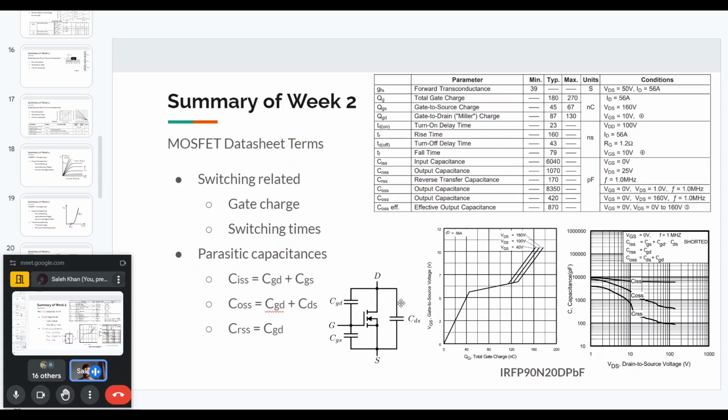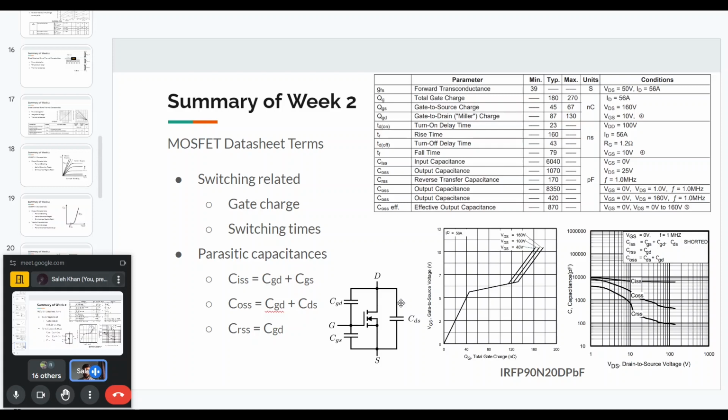And finally, we'll have the thermal characteristics, just like the diode. We'll have the different thermal resistances between the junction to case and then case to heatsink. So this was all about the datasheet terms. Now we can come to some problems that will be similar to what are given in your course.